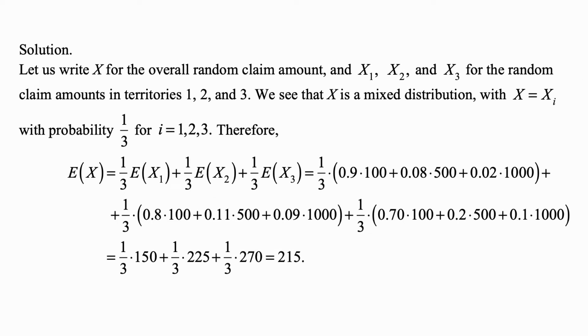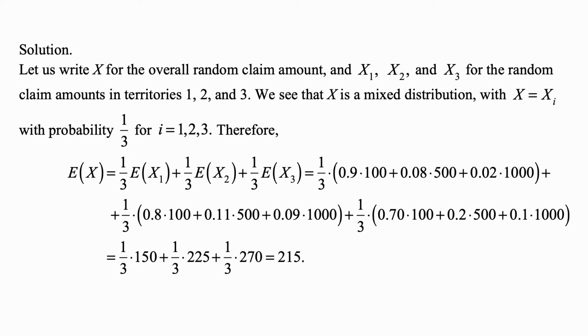Well, let's write X for the overall random claim amount and X1, X2, and X3 for the random claim amounts in territories 1, 2, and 3. Then, because the numbers of claims are evenly distributed in all of those 3 territories, X is a mixed distribution with X equal to Xi for i equal to 1 to 3 with probability 1/3. And therefore E[X] is 1/3 of E[X1] plus 1/3 of E[X2] plus 1/3 of E[X3], and we just calculate that.